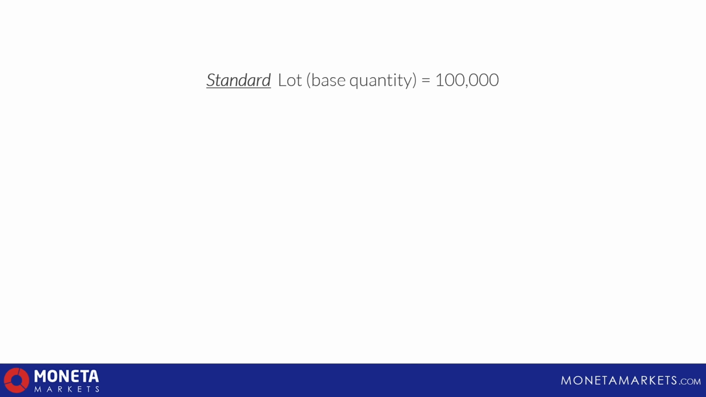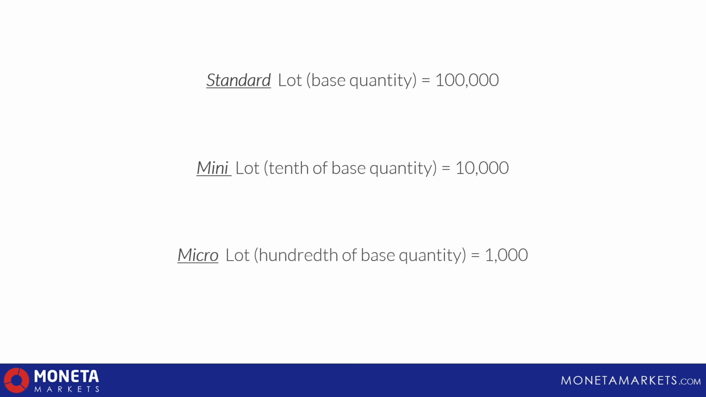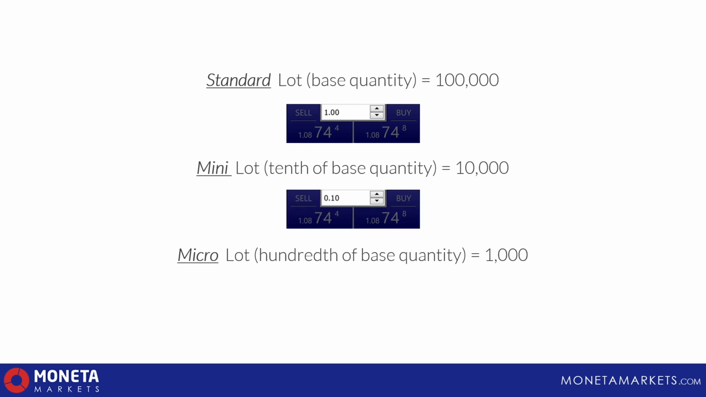So a standard lot is your base quantity. That means it's a quantity of 100,000 of the currency that you're trading. A mini lot is 1/10 of that base quantity, being 10,000, and a micro lot is 1/100th of that base quantity, being 1,000. So again, as you'll see it in the MetaTrader platform, Quick Order Ticket and other places, you'll see simply 1, 0.1, for example, being 10,000, or 0.01 being 1,000. So just remember that 0.01 is actually 1,000, and everything else is effectively a multiple of that.